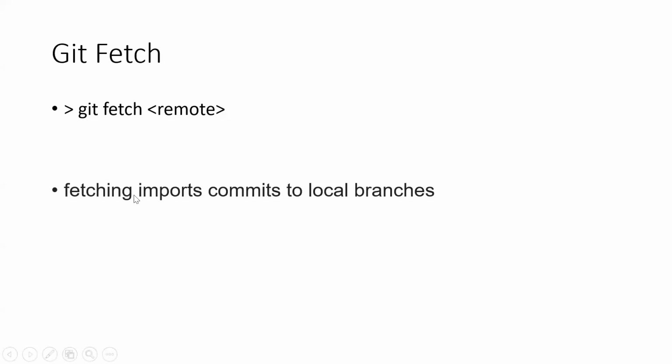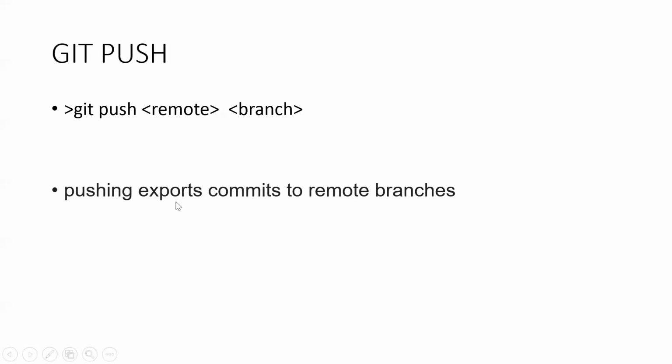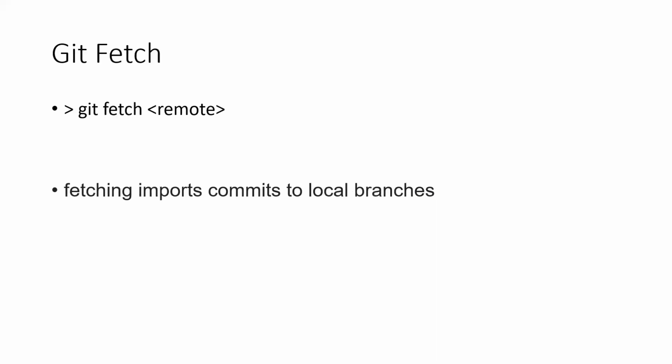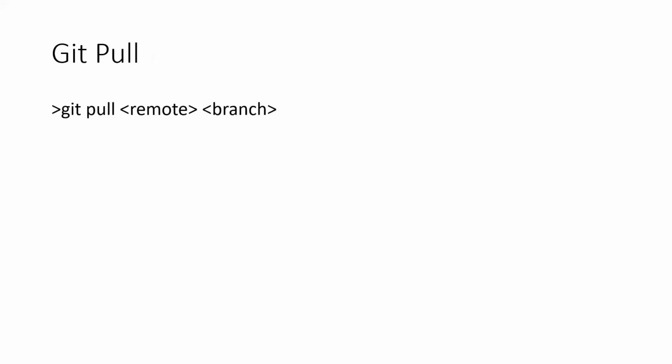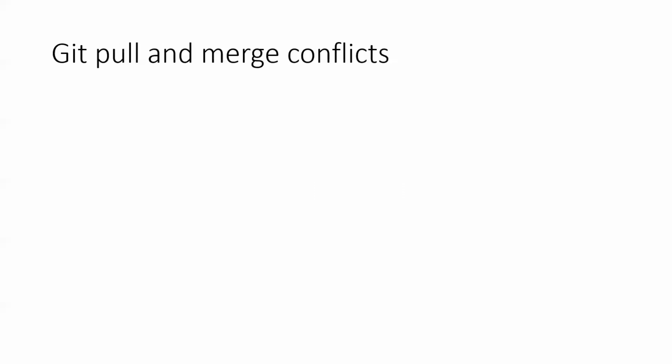So fetching imports. Push is exporting from our local to remote. And git pull is importing from remote to local. Okay, so git pull, I just covered it.